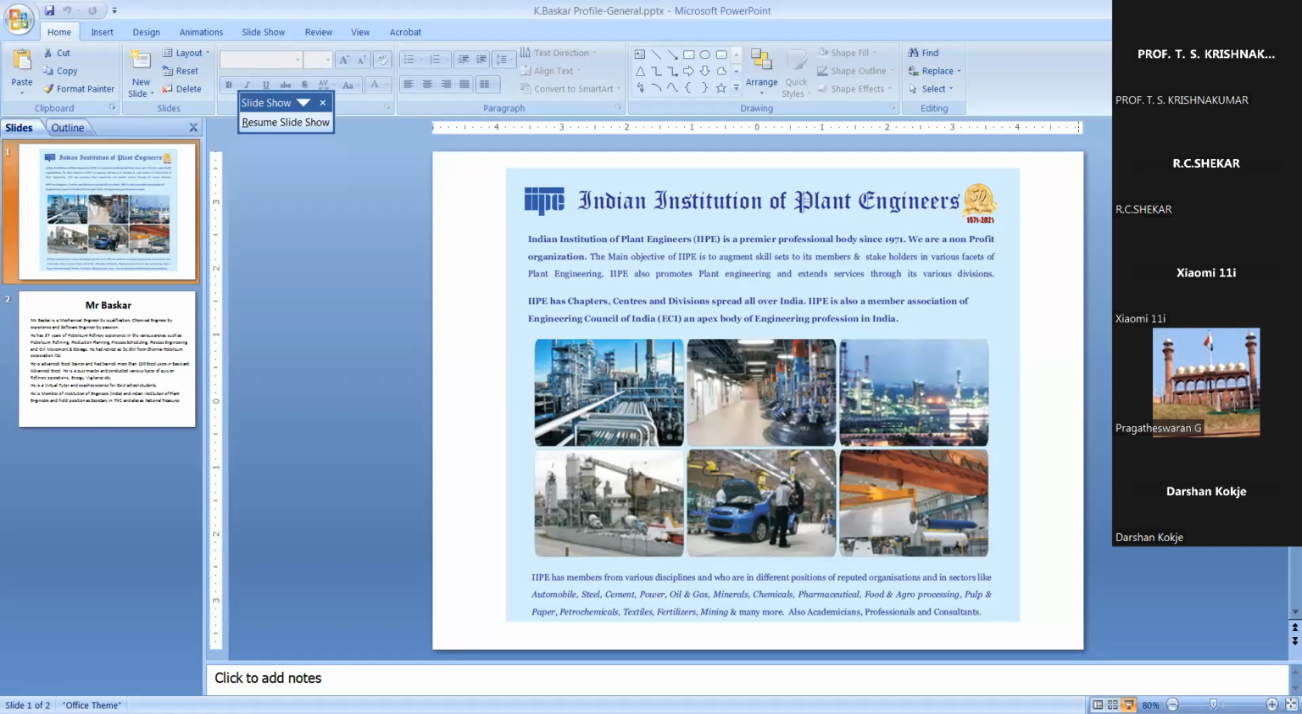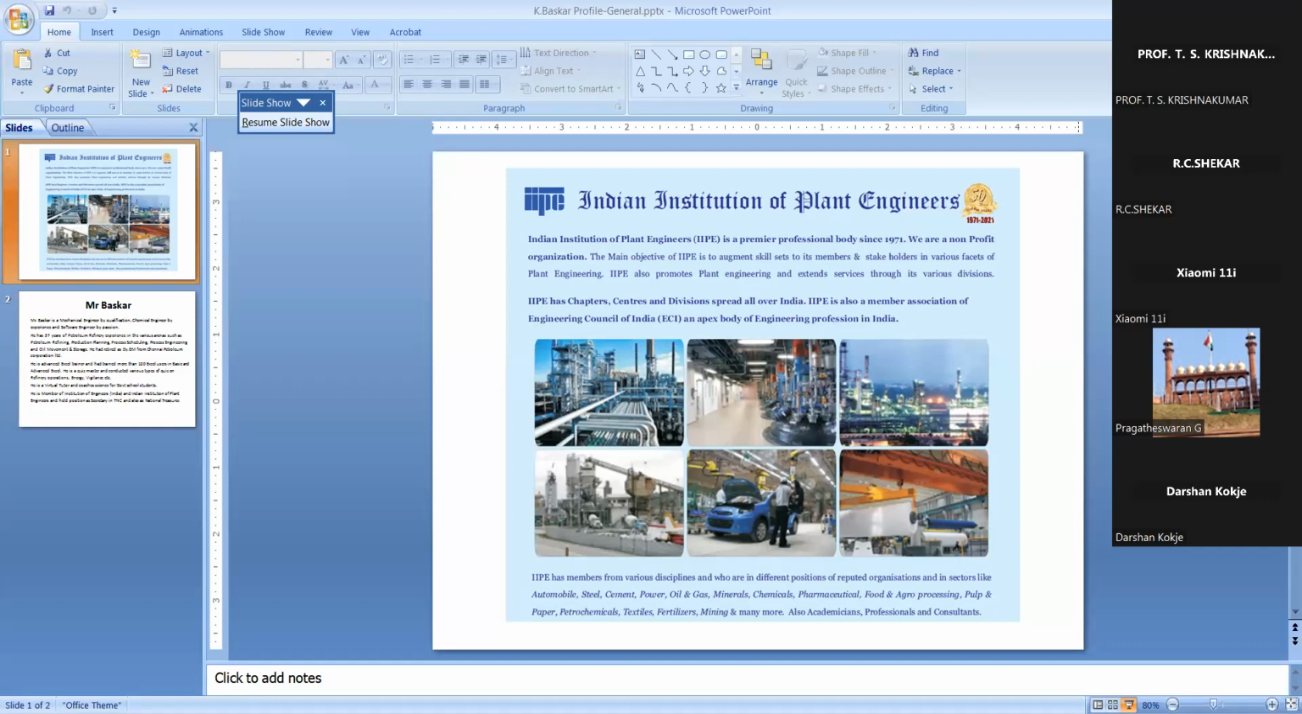He has 37 years of petroleum refinery experience in various arenas such as petroleum refining, production planning, process scheduling, process engineering, and oil movement and storage. He retired as Deputy General Manager from Chennai Petroleum Corporation Limited.